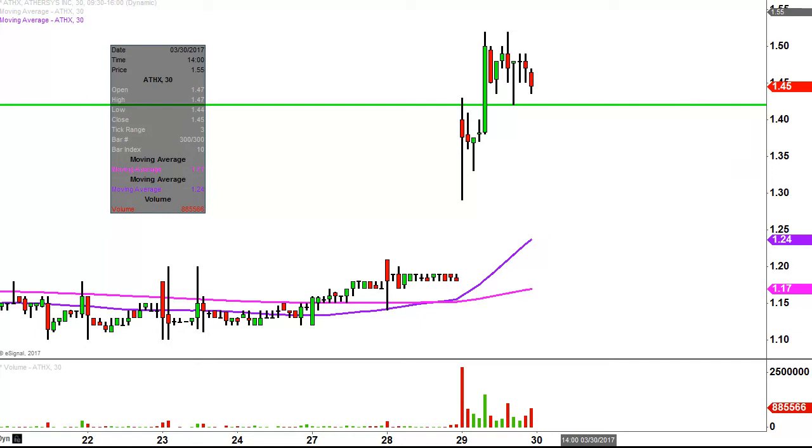So again, from a support standpoint, $1.42, ideal level of support, but big picture perspective, as long as the price is above that purple line going forward, bulls are in full control, no questions asked.